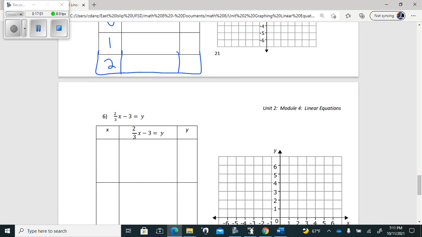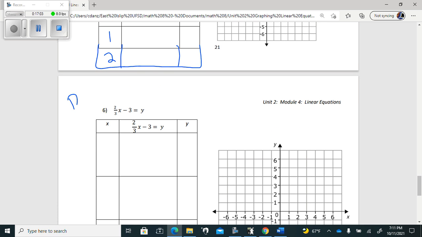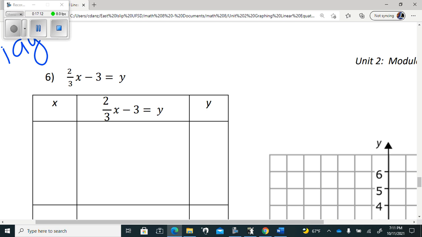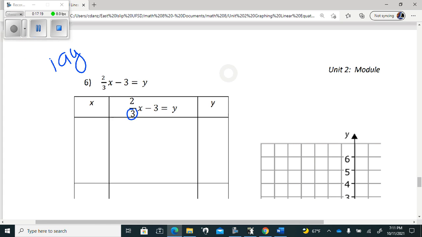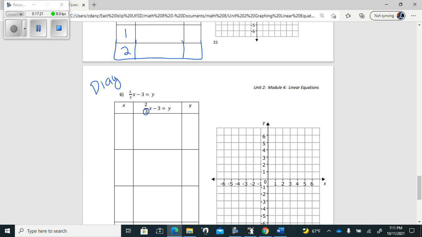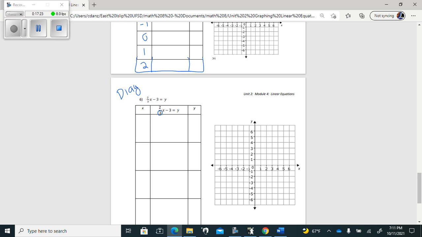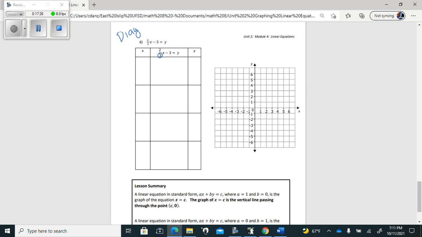Let's look at number 6. This is also a diagonal line. Let me remind you that when you have a fractional coefficient, you look at the denominator. The denominator is a 3. And you pick numbers that are multiples of the denominator so that you don't have to plot fractions. So let's pick 6, 3, 0, and -3.